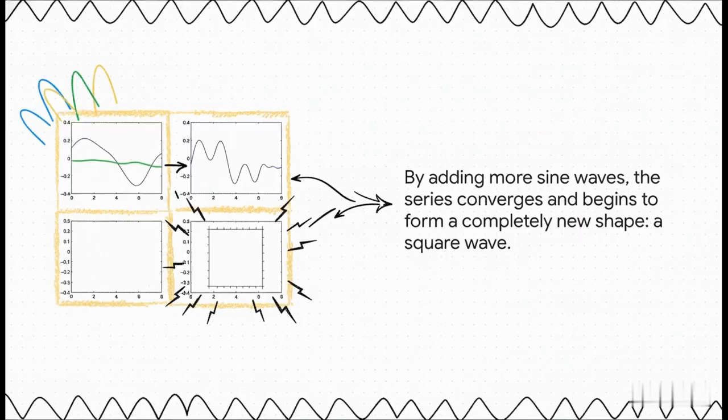And this is where it gets really mind-blowing. As we add a third and then a fourth sine wave, look what happens. We're actually building a square wave. Think about that. We've taken these smooth, curvy waves and combined them to create something with sharp, straight edges. This isn't just a math trick. This is fundamentally how signals are built.